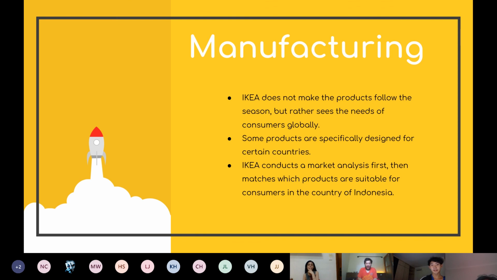IKEA does not make products on a seasonal basis, but rather it adopts a global localization strategy, which means that each country has its own special products that only exist in certain countries. So, for example, if I go to an IKEA in Alam Sutra in Indonesia, they would serve martabak in their cafes, but I wouldn't be able to find that in an IKEA in Sweden. So that's an example of global localization. But of course, other products such as the IKEA meatballs, due to popular demand, they kind of standardize it throughout their IKEA stores around the world.